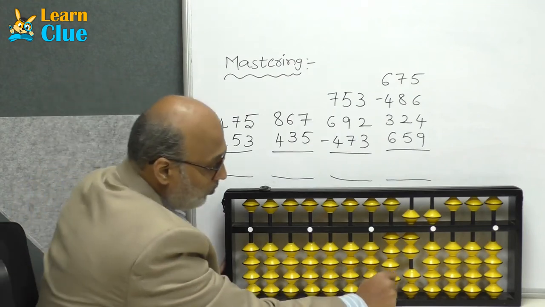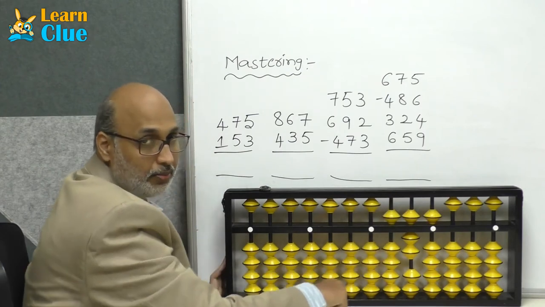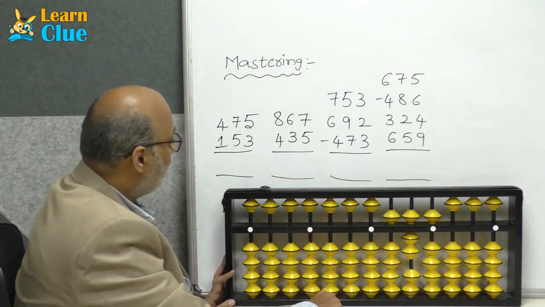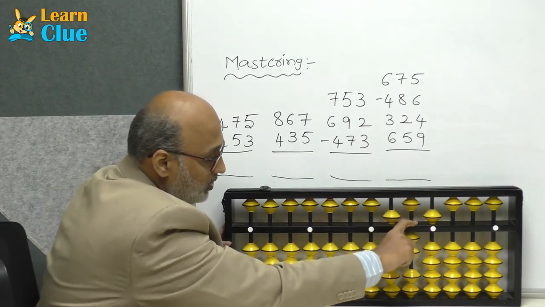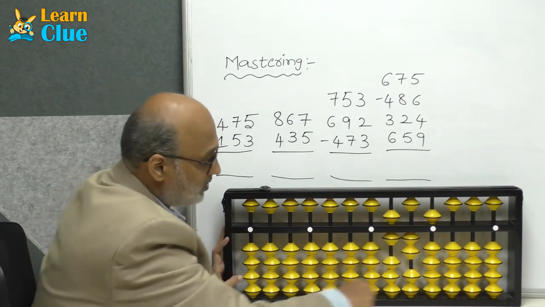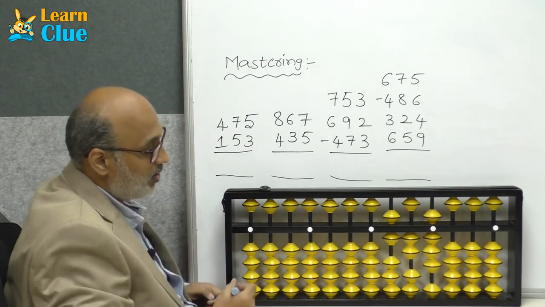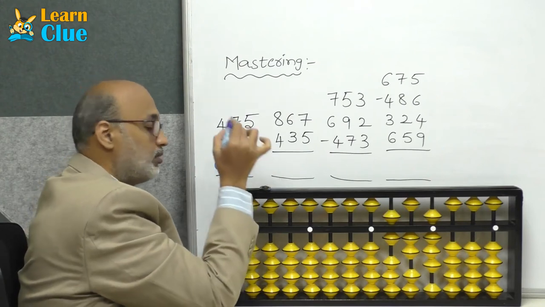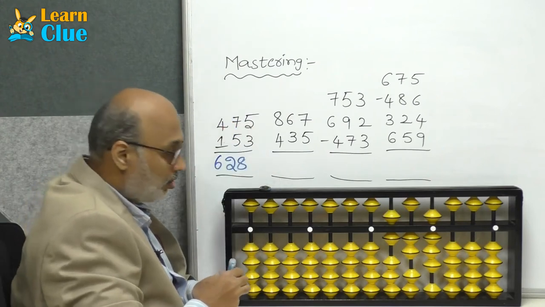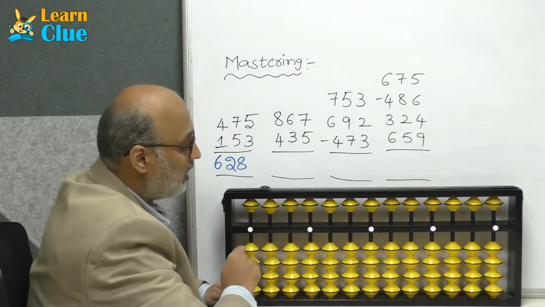Now they are asking 153. Add 100 plus 500 minus 400. Plus 50. Plus 50 is nothing but minus 50 plus 10 plus 3. Got it? What is the answer? 628 is the answer. Okay. Clear the Abacus. Next problem.